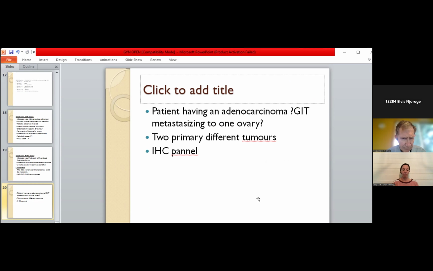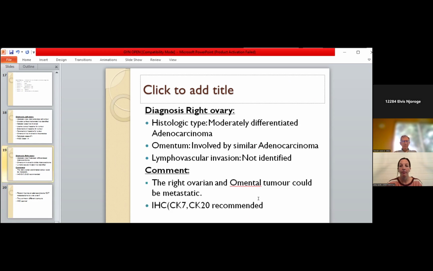So my question, why I have presented this case, is whether these are patients having two different primary tumors, one in one ovary and the other in the other ovary, or patients having an adenocarcinoma somewhere else, like the GIT, either metastasizing to one of the ovaries and the omentum. So that's the dilemma. Back to you.